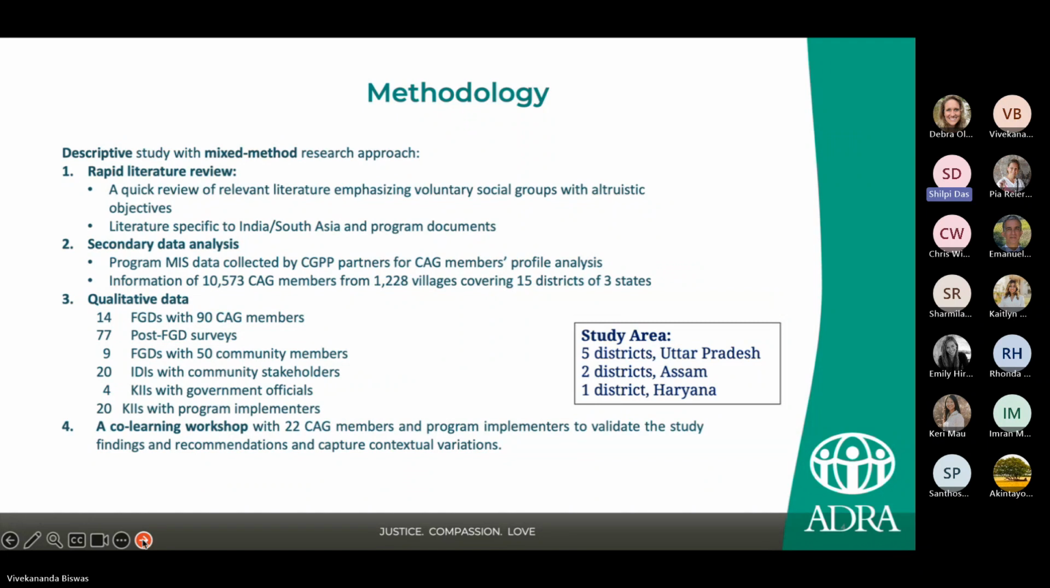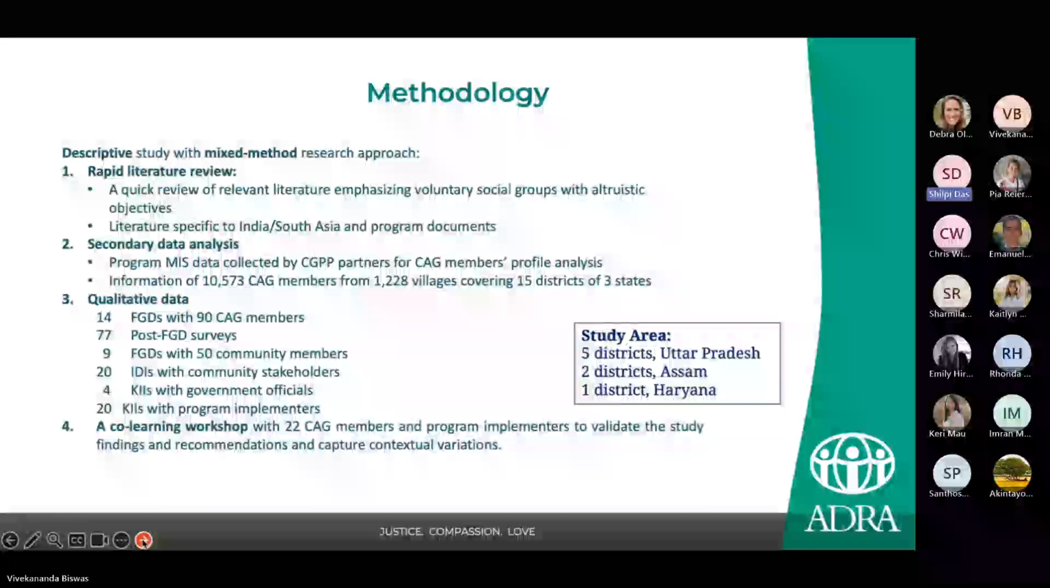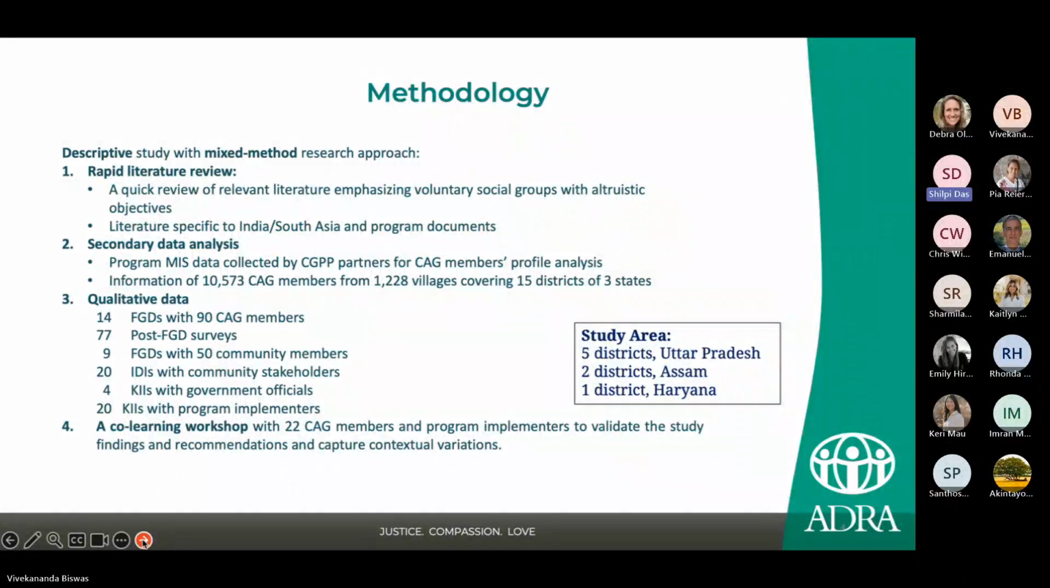For the qualitative data, the study adopted an in-depth exploration of components such as group formation, determinants of motivation, the existing mechanism for support, relevance of CAG, community acceptance, and potential scalability. For the qualitative data, a number of interviews were undertaken, with FGDs, the focus group discussions. Post-FGD surveys were undertaken, and community members were individually interacted with and surveyed.